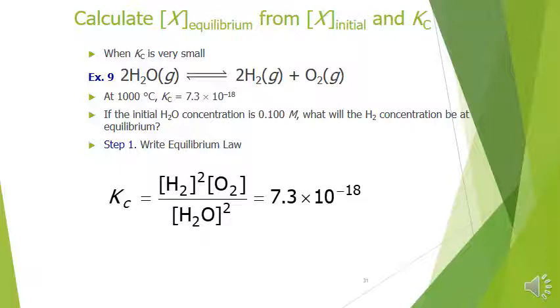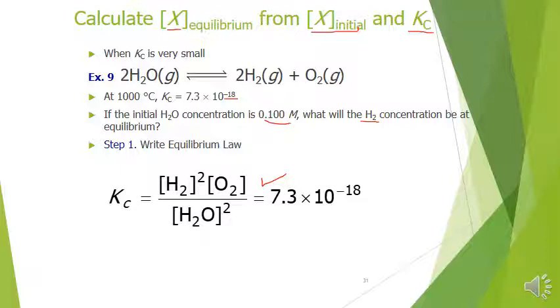Now we're going to figure out the equilibrium concentration from our initial concentration and Kc. When Kc is very, very small, 10 to the minus 18th, this means there's hardly going to be any product. There's going to be way more reactant than product. Our initial concentration of water is 1.1 molar, and we want to find our final concentration of H2 at equilibrium. So we write the equilibrium expression right here. You always do that if you're given it.